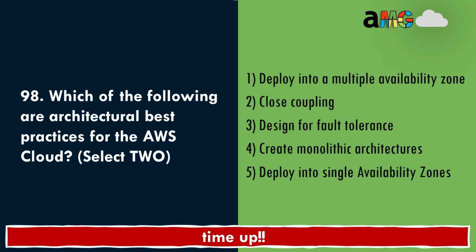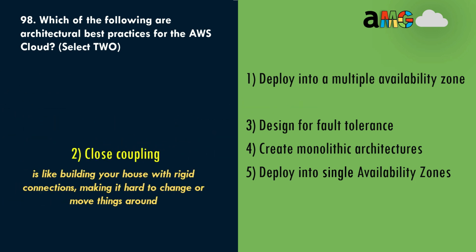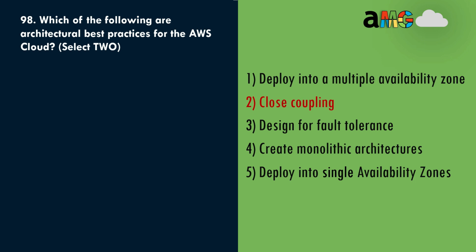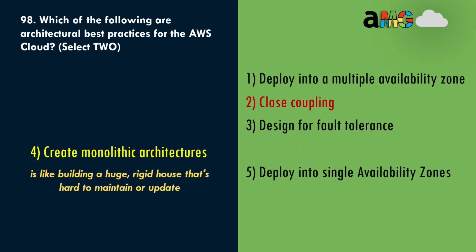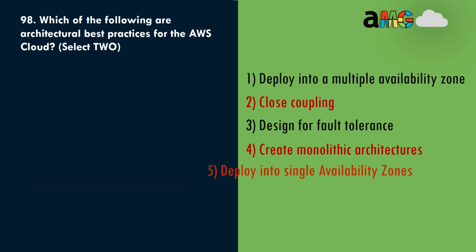Okay, time up. Now imagine you are building a house, which is the application, in a neighborhood, which is the AWS cloud. Close coupling is like building your house with rigid connections, making it hard to change or move things around. So this becomes your wrong answer. Option 4, create monolithic architectures, is like building a huge rigid house that's hard to maintain or update. So this also is the wrong answer. Option 5, deploy into single availability zones, is like building your house in only one neighborhood, which may not be safe. Okay, so this is also the wrong answer.